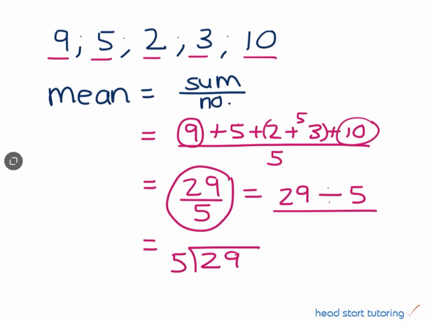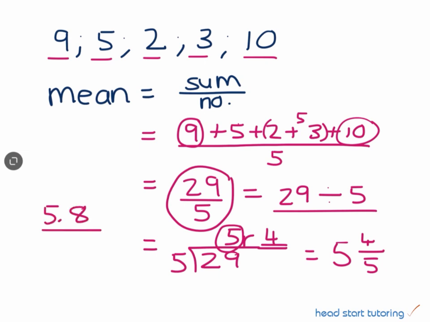5 fits into 29 5 times, with a remainder of 4. And that remainder of 4 will be our numerator if we were to convert it into a mixed number. So 5 is our whole number and 4 over 5. We can also then convert that into a decimal. So that would be 5.8 as a decimal.